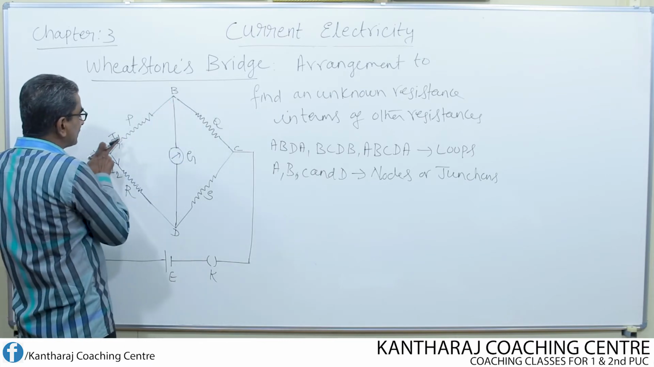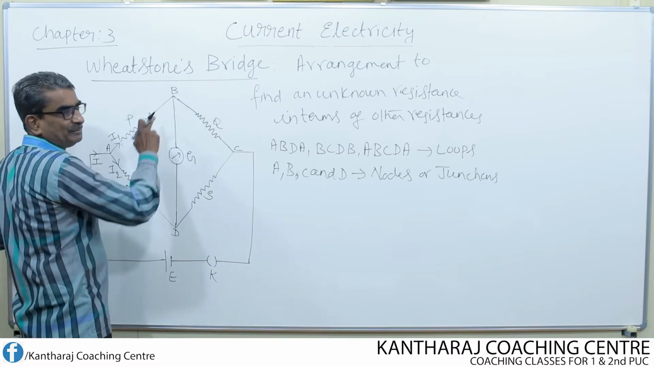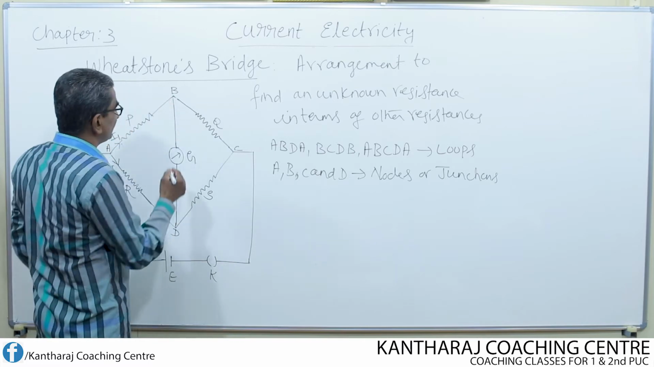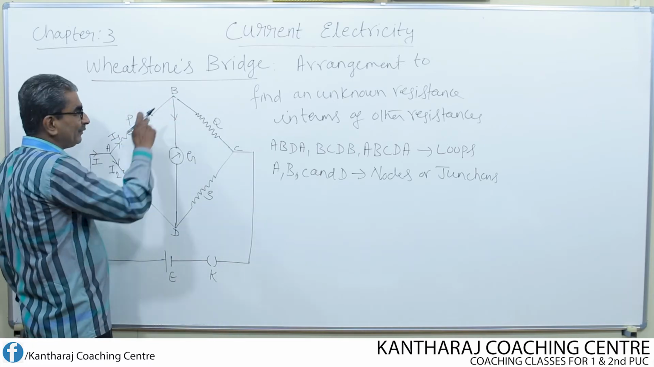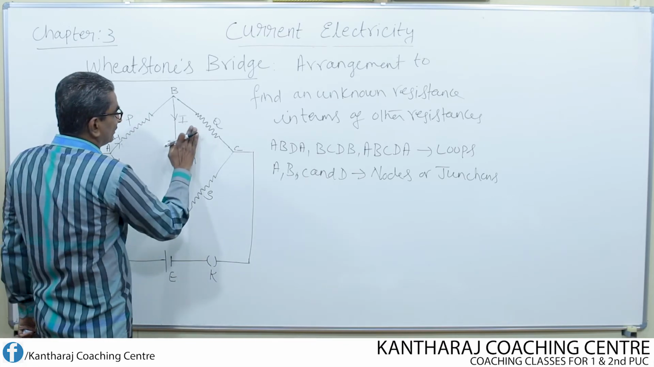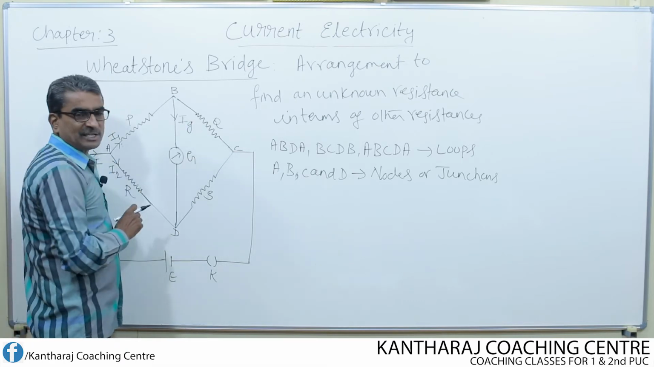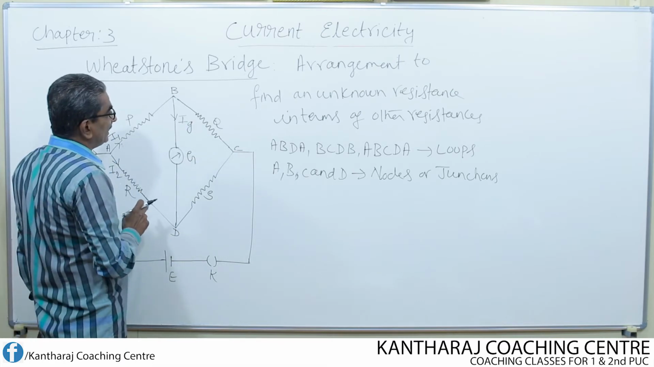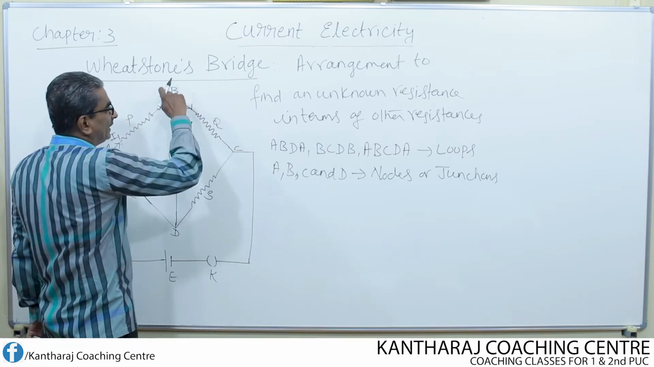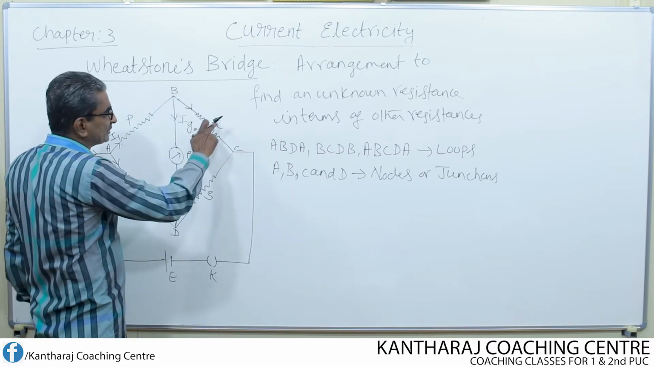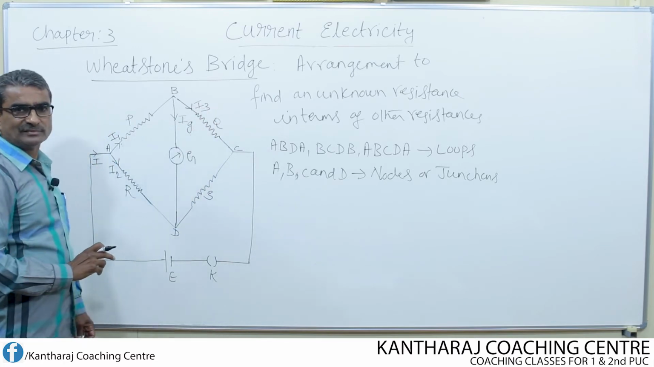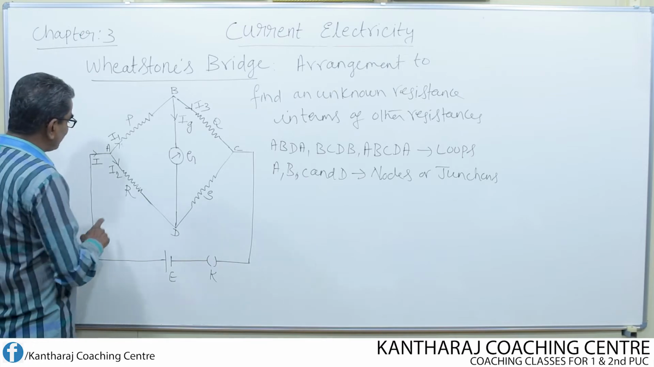Again at the point B, which current reaches? I1 flows through P and reaches B. At the point B, this I1 once again splits into 2 parts. Part of the current from I1 flows through the galvanometer. Let us call that current IG, where G stands for galvanometer. Then the remaining part of the current of I1 flows through the resistor of resistance Q, and that current is nothing but I3.